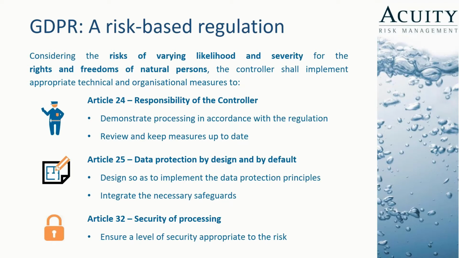So Article 24, which is responsibility of the controller, requires us to take a risk-based approach to demonstrate that our processing is in accordance with the regulation and to review and keep the measures up to date. Article 25 is data protection by design and default. And again, we need to take a risk-based approach to the design so that we can implement the data protection principles, such as data minimisation, for example, and integrate the necessary safeguards. And then Article 32, security of processing, again requires a risk-based approach to ensure that we're deploying an appropriate level of security to match the risk.